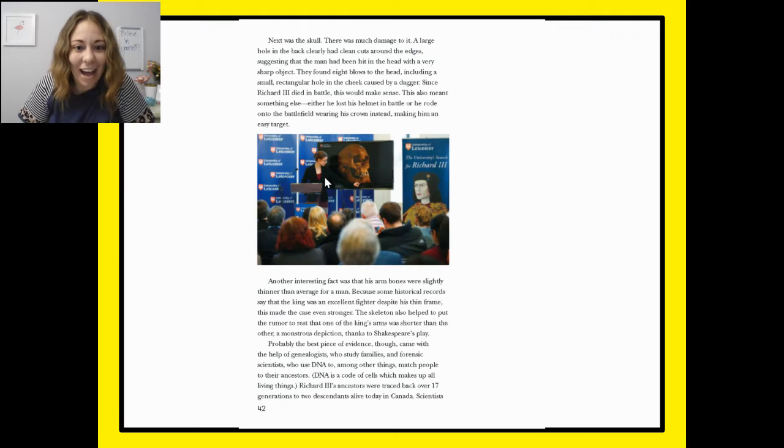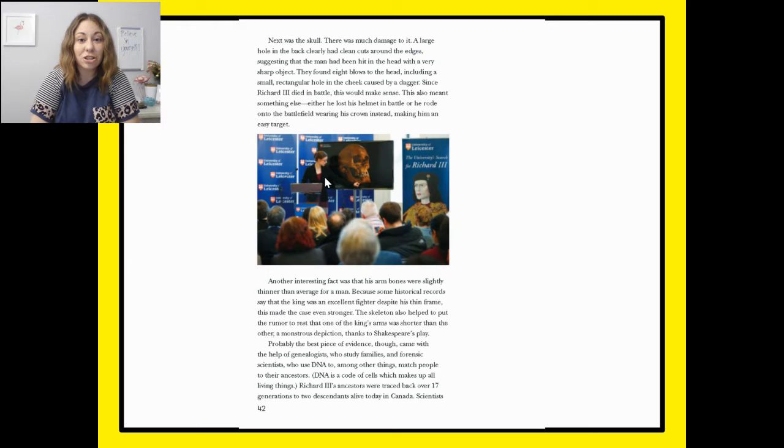Another interesting fact was that his arm bones were slightly thinner than average for a man. Because some historical records say the king was an excellent fighter despite his thin frame, this made the case even stronger. The skeleton also helped to put the rumor to rest that one of the king's arms was shorter than the other, a monstrous depiction thanks to Shakespeare's play.